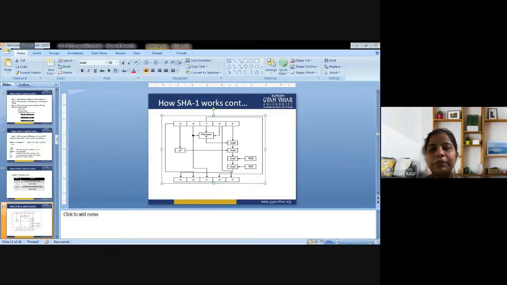Next is W of t, that is the expanded message word of round t. Next is K, that is the constant. And what is add denoting? Add is denoting addition modulo 2 raised to power 32. This is the process behind the SHA algorithm. In pictorial form it is very easy to see, but actually it takes 80 rounds to complete. So how complex it is, you can imagine.